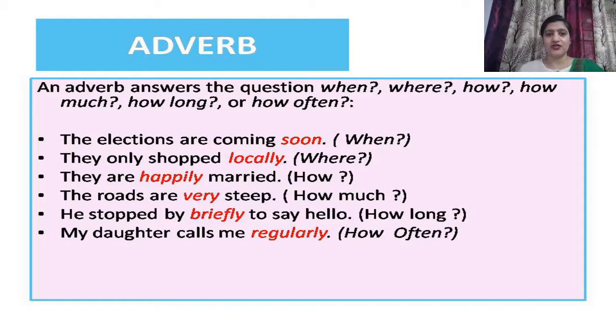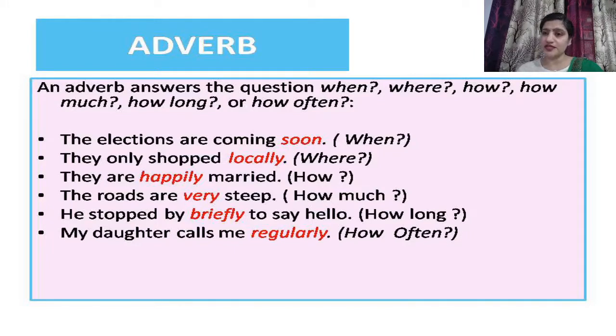Let's move on. So, an adverb answers a question: when, where, how much, how long, or how often in sentences. So, look at these examples. The elections are coming soon. When? Soon. They only shopped locally. Where did they shop? Locally. They are happily married. Married is an adjective, but how are they married? Happily. So, it is modifying the adjective married here. Happily is an adverb that is modifying married.